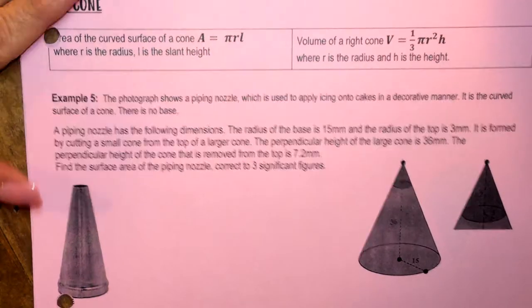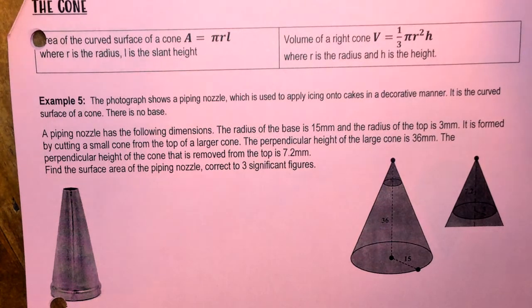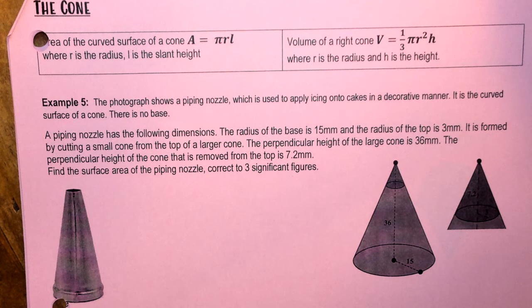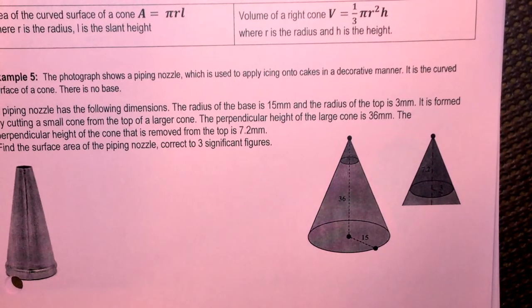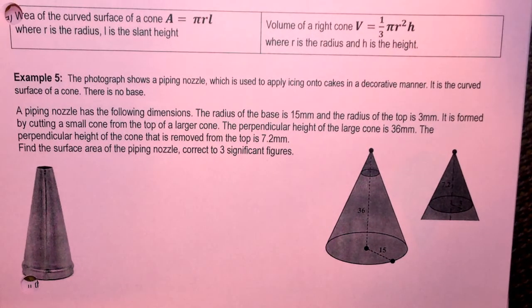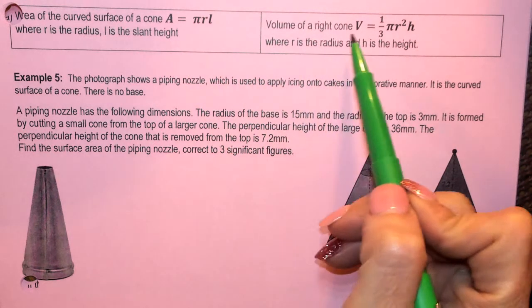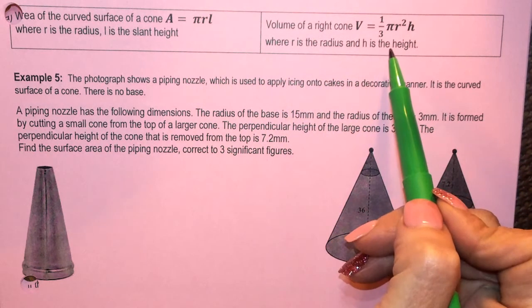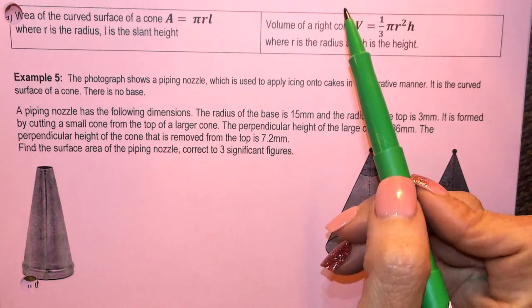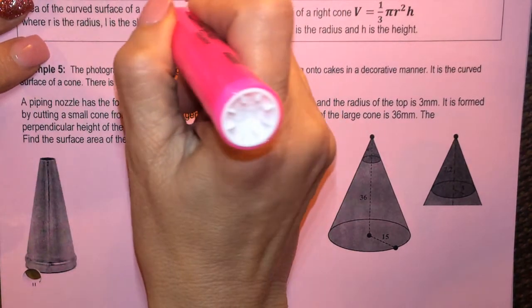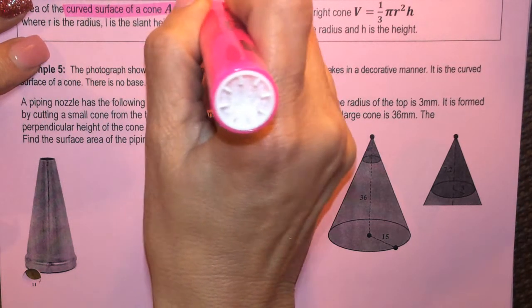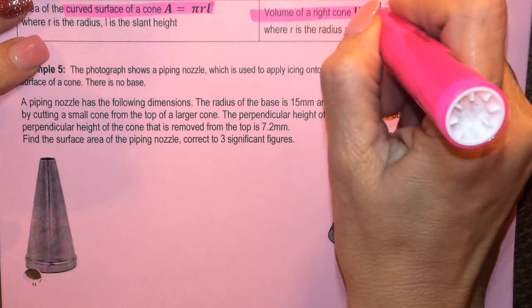Okay, so the cone, the area of the curved surface of a cone is pi RL, where R is the radius, L is the slant height. I did have that up there. I kind of rearranged this as I did it. The volume of the right cone is this, where R is the radius and h is the height. So I've got 2 formulas here that I'm going to use to help me on these. This is going to be the curved surface area. I'm going to highlight that. And this is going to be the volume of the cone.